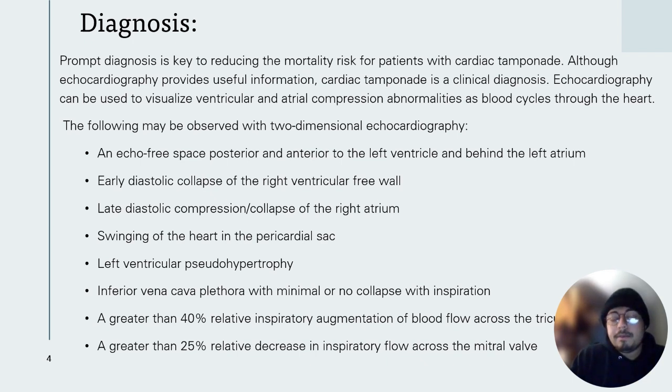The following may be observed with the two-dimensional echo. You have an echo-free space posterior and anterior to the left ventricle and behind the left atrium, early diastolic collapse of the right ventricle free wall, and late diastolic compression or collapse of the right atrium. Everything is lagging behind, with swinging of the heart in the pericardial sac, so you'll see it kind of vibrating in a position where it should not be.